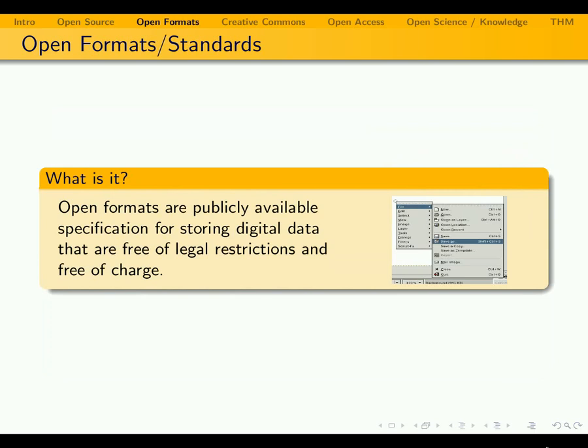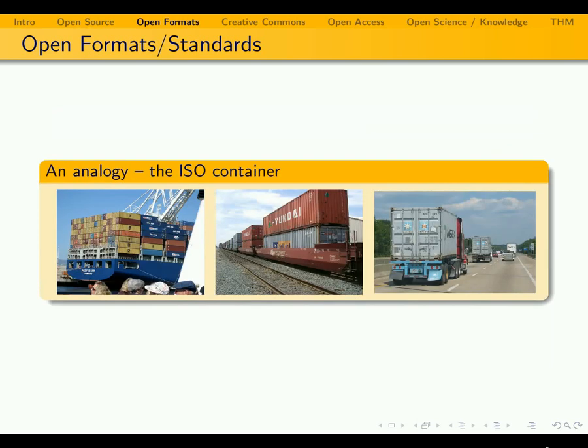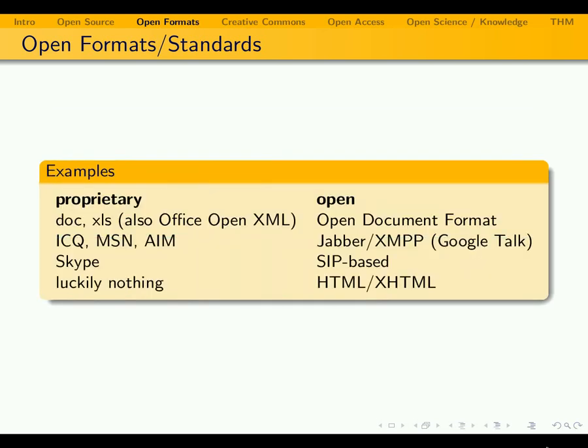They are publicly available specifications for storing digital data that are free of legal restrictions and free of charge. Let me explain this to you by using an analogy, the ISO container. The dimensions of these containers are publicly known values, and everybody can build ships, trains, trucks, or anything else to make use of the containers. It is an open standard and revolutionized the global transport of goods. Open standards can be found in IT too.